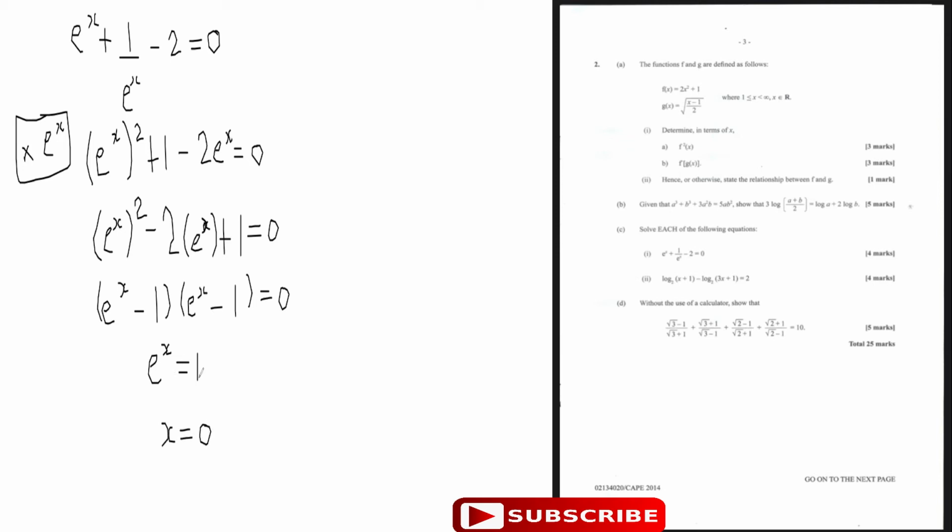Anything to the 0 power is 1. So that's the answer. And if you don't believe the answer, you can check it. Put x as 0 in here. So you get 1 plus 1, which is 2. 2 minus 2 is 0. So that's a baby question, right? You don't even need to work it out. I could just look at it and say x must be 0, without working it out. Like, that's crazy.